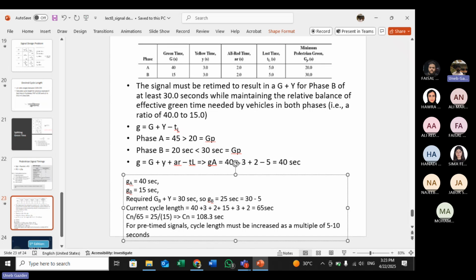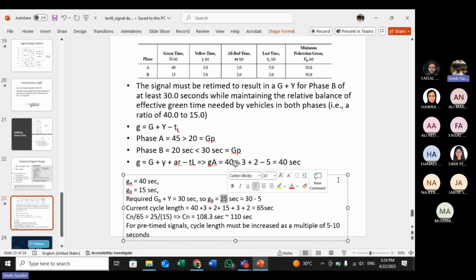I told you yesterday as well, we round up the cycle length to the nearest 10 or 5 seconds. So we will make it 110 seconds. This is my total cycle length. Now remember, I want to calculate the time of phase A. Phase B, I already decided because of the pedestrian timing, should be 25 seconds.